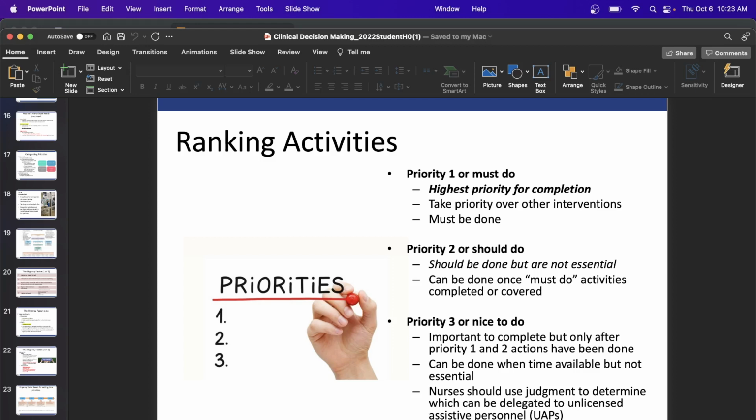Priority 3 is the nice to do, but we may not, and I hate to say, sometimes it may be teaching if we're having a really bad shift. And I'm not saying we don't do teaching, period. Just saying it might have to go to the next shift. So these are important to complete, but only after those first 2 priorities have been satisfied. All right, it can be done when the time is available. We use our judgment to determine what's most important for us to get done.